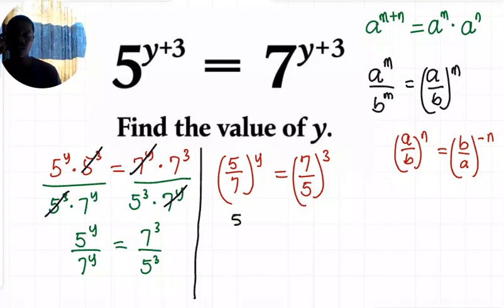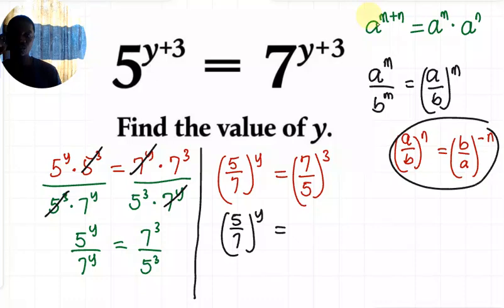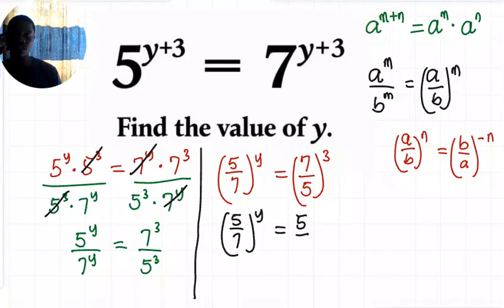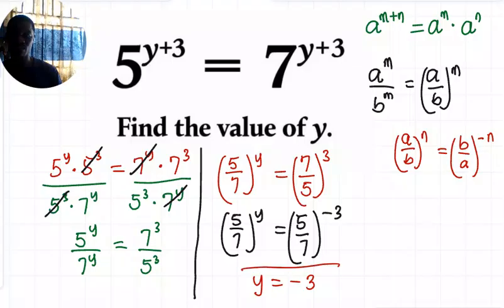So on the left hand side we have 5 all over 7 all raised to y, then equals, applying this rule on the right hand side, 5 all over 7 all raised to negative 3. Now looking at the left hand side and the right hand side, you will notice that we have the same base, and because we have the same base, we can equate the exponents. So y equals negative 3. So this is the value of y that satisfies the equation.